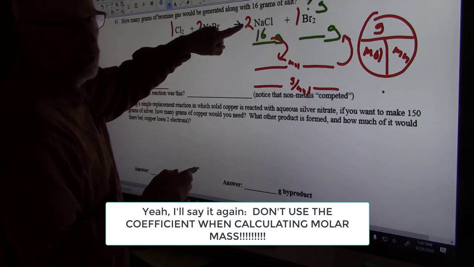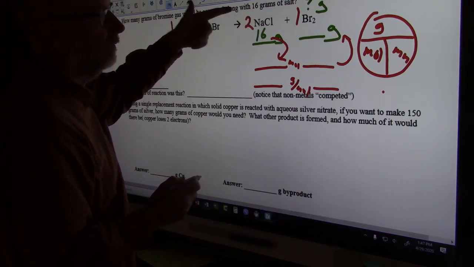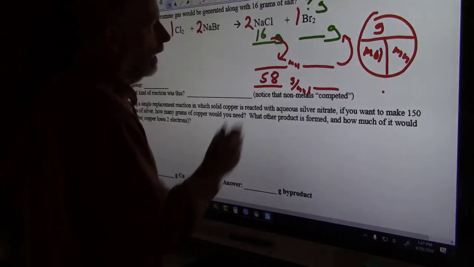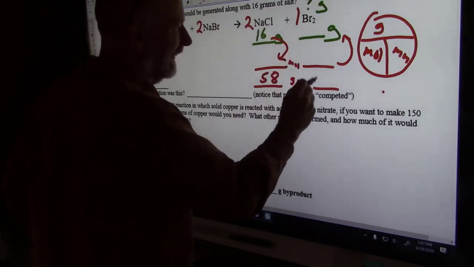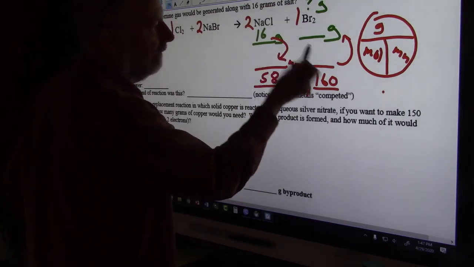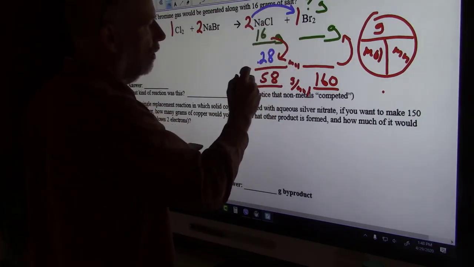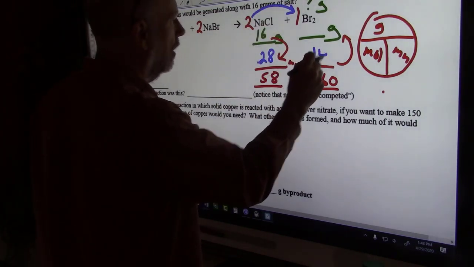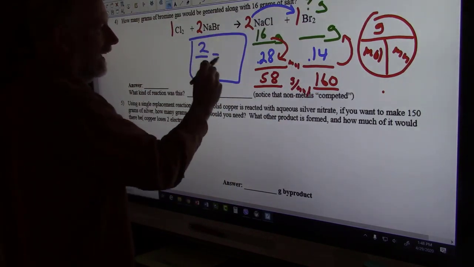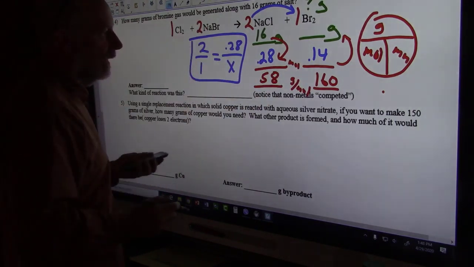NaCl, do not use the 2 when you're calculating molar masses. 23 plus 35 is 58. Br, let me look, it's way over here, and it's Br2, so that's 160 grams per mole for that. All right, calculate the moles, have half as many moles, calculate the grams, we're done. 2 is to 1 as 0.28 is to 0.14. Let me just double check my math. 2 is to 1 mole to mole as 0.28 is to X. Cross multiply, got her.